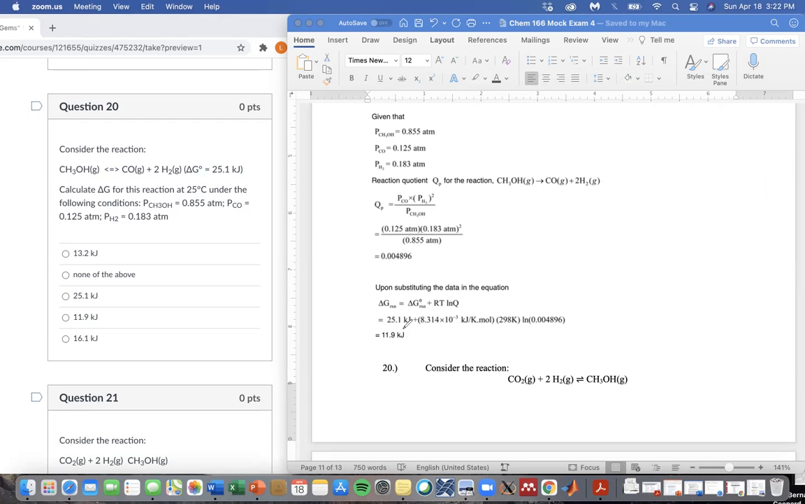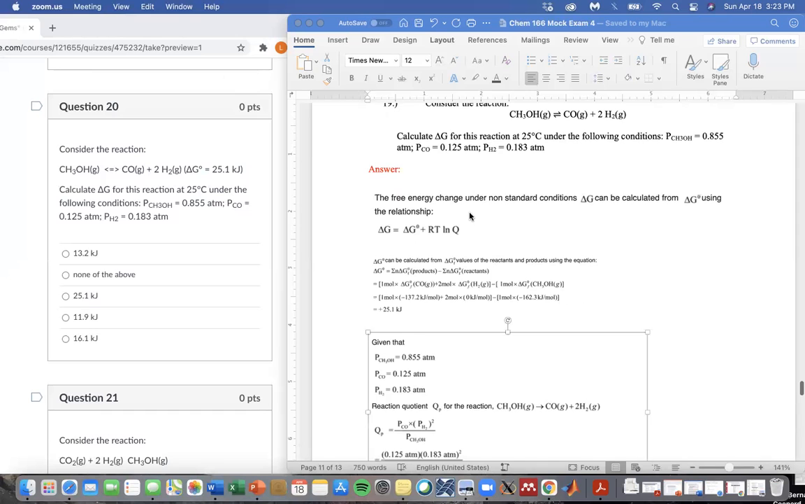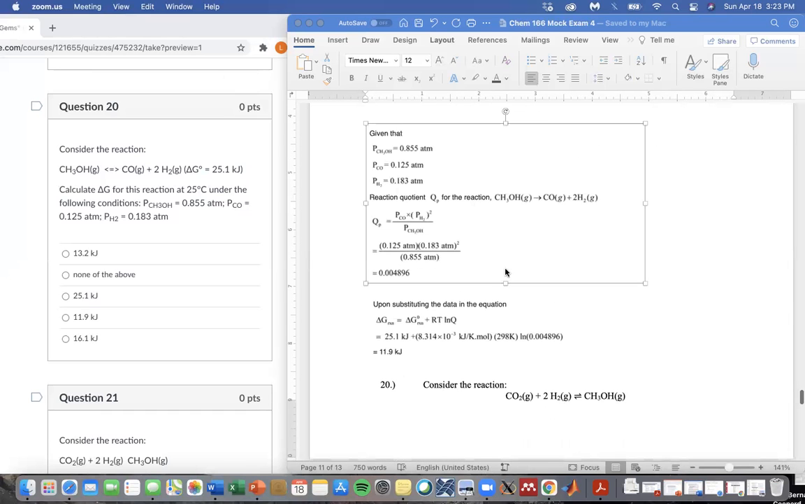So you would just plug in your value for delta G standard, your R, your T, and the natural log of the Q value you just calculated. And so your delta G of your reaction is 11.9 kilojoules. So hopefully that makes sense. Okay, so are we told what our K is? No. But hopefully this makes sense.